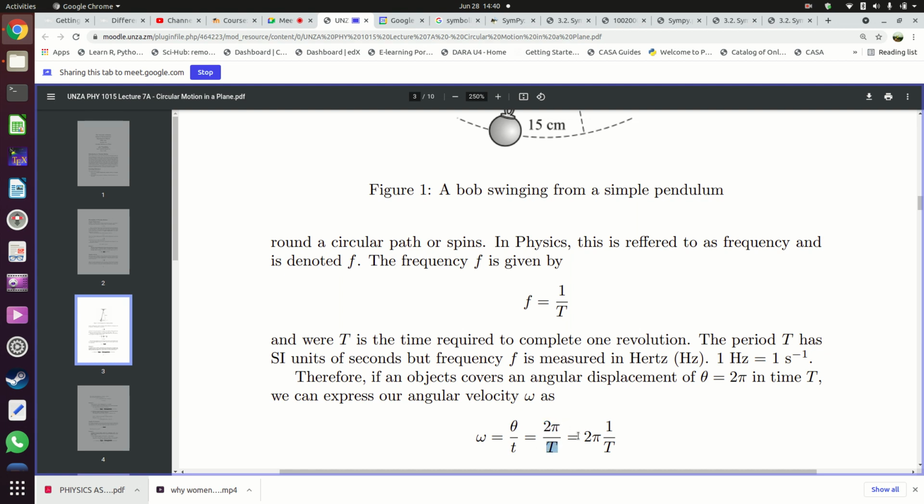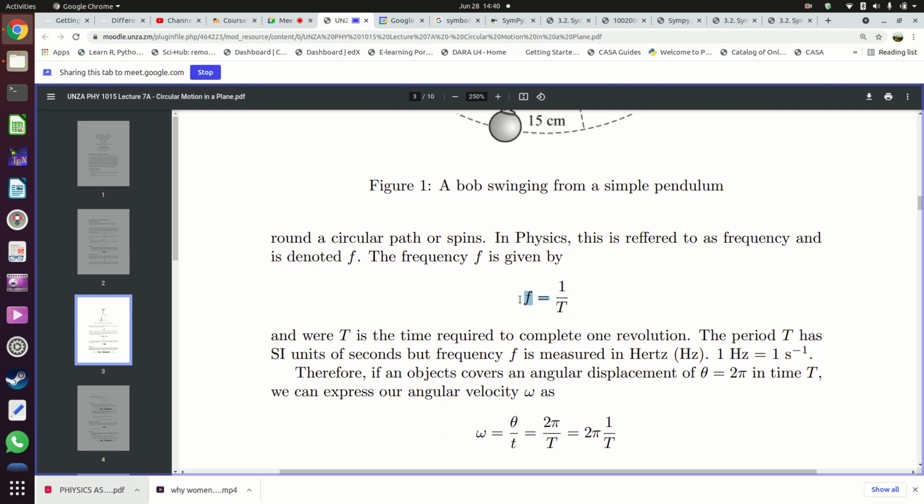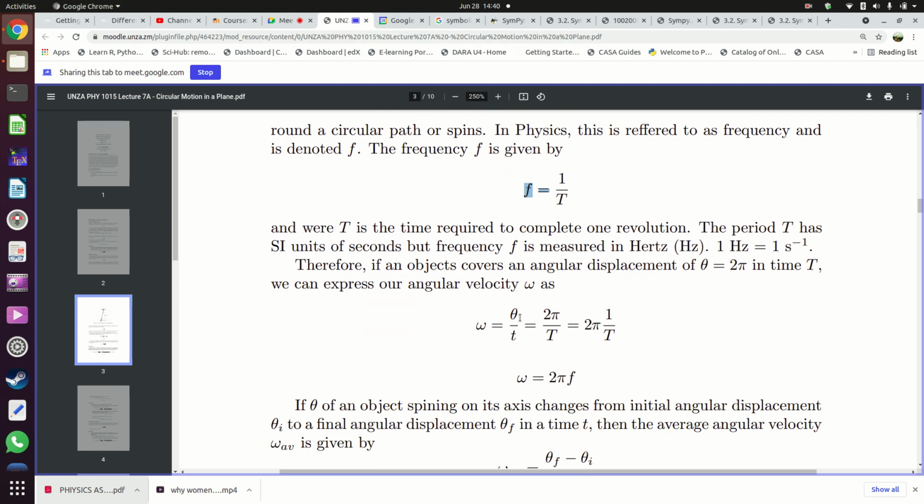Then when you rewrite this, you end up writing it like this, 2 pi. Then you can write this bit here as 1 over T. 2 pi, 1 over T. But 1 over T is the frequency. So you can also write your angular velocity as equal to 2 pi f. That's your angular velocity, 2 pi f.